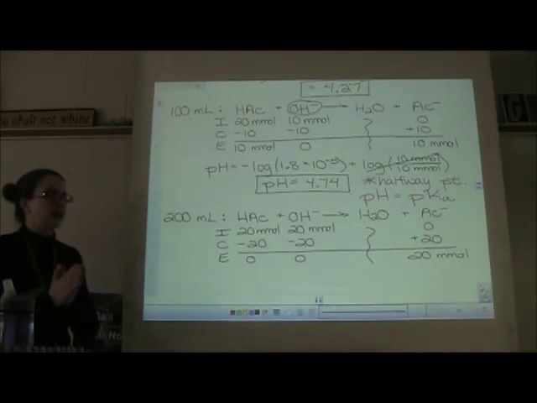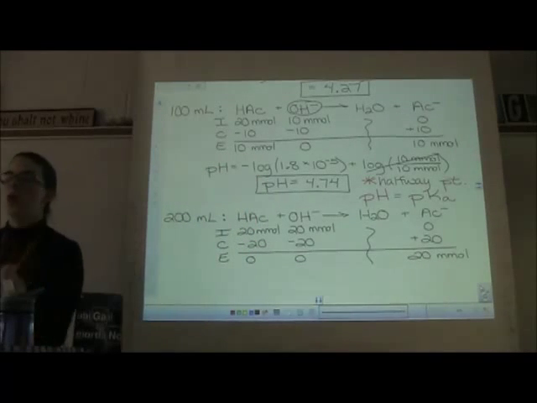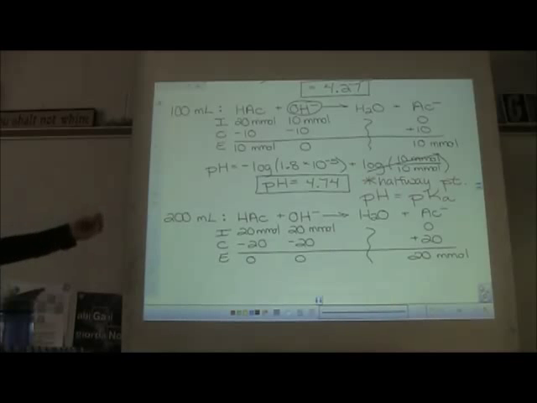So, what you want to do, guys, at the end of a Newman ice table, look at the pieces you have left, or the one piece in this case. Ask yourself, what is it? That is a base. Is AC minus, the acetate ion, one of our strong bases? No. So it must be a weak base, right?